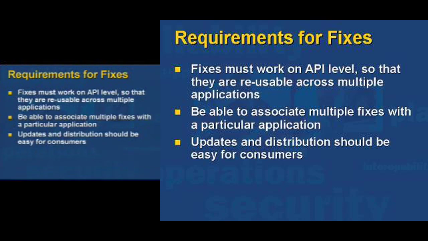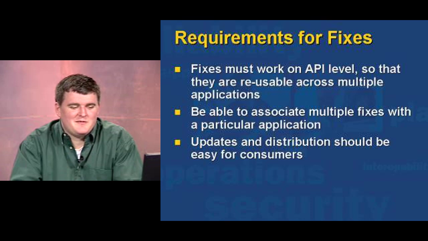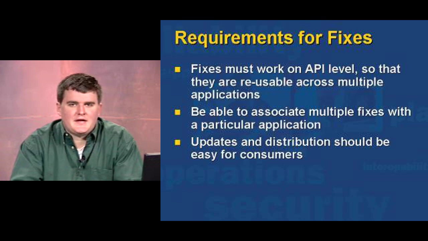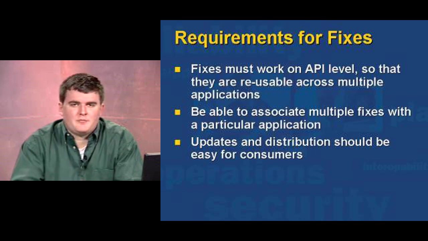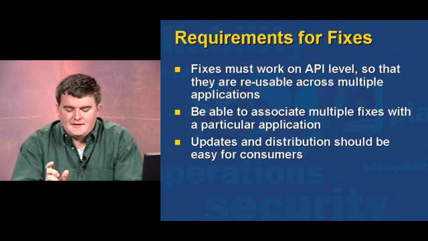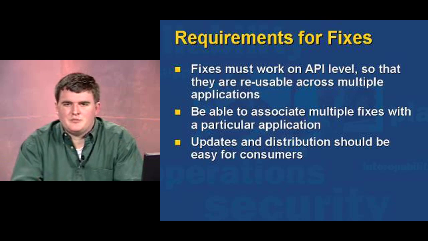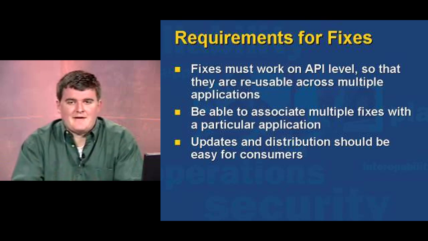Well, how do we fix these problems? We came up with a pretty short list for requirements. We felt like they had to work on the API level. In the Win9X days, an application fix had been targeted at a particular app. And we didn't feel that that was necessarily the best thing. We felt like if we could take these fixes and make them small and modular, if we could take the individual bits that have problems and fix those, then we would end up with a much more reusable framework than we would have in the beginning.